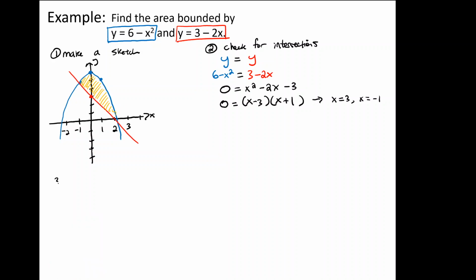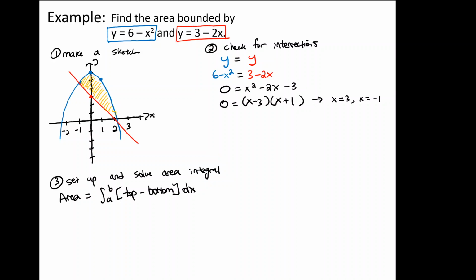Okay, step 3. Set up and solve area integral. So the area is the integral from a to b of the top function minus the bottom function. So we're integrating from -1 to 3. Our top function is the blue one, 6 minus x squared. And our bottom function is the red one, 3 minus 2x.